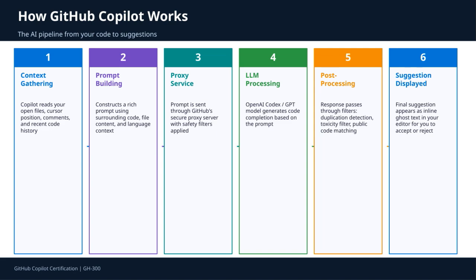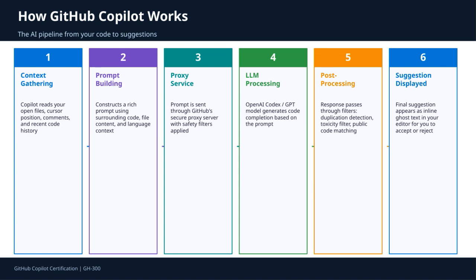This prompt is then sent to GitHub's secure proxy service. Here, safety filters are applied to ensure any sensitive or potentially harmful content is handled appropriately before proceeding. After that, the prompt is processed by a large language model, specifically OpenAI's Codex or GPT model, which generates the code completion based on the input it received. Before the suggestion reaches you, it goes through a post-processing phase. This stage involves filters for duplication detection, toxicity screening, and matching against public code repositories to maintain quality and safety.